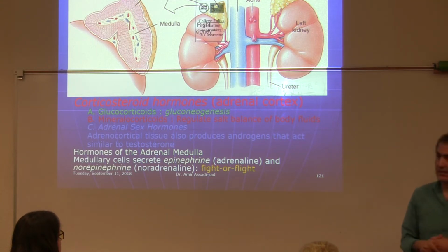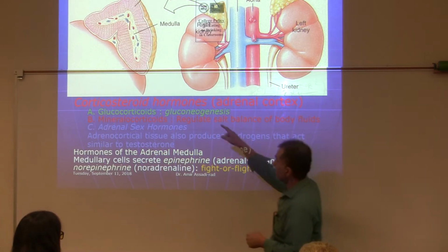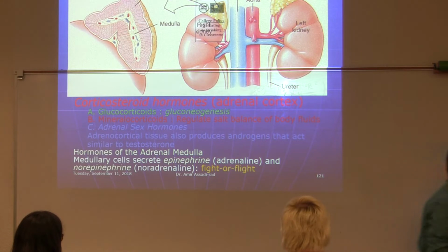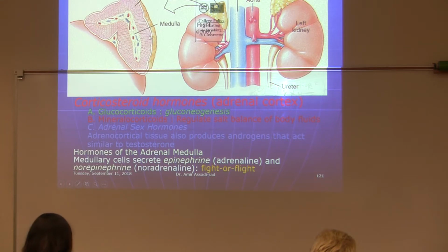I hope I'm making some sense. Both of them come from your adrenal medulla, in the adrenal gland. The other three, A, B, C, D, that I mentioned, come from the cortex layer of your adrenal gland.